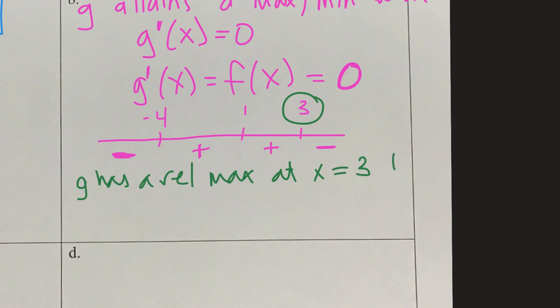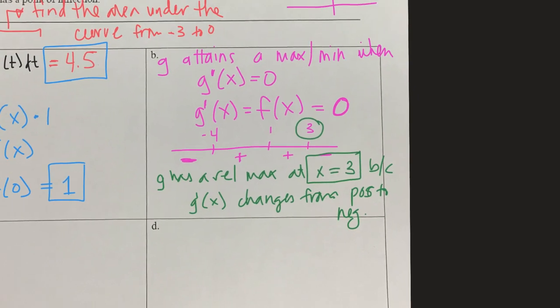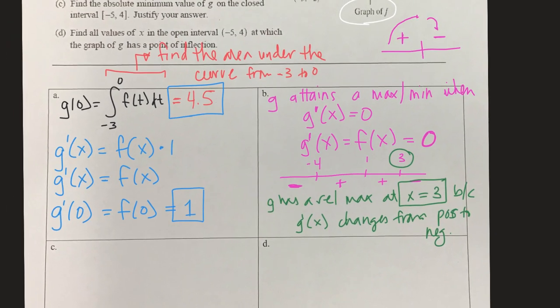You'll get 1 point for the answer. And now the justification: because g prime changes from positive to negative. Sorry, that handwriting is kind of sloppy in here. My writing utensil is not doing well. So g has a relative max at x equals 3, right? That is your answer to the question, because g prime changes from positive to negative. Okay, that's the justification part. You get 1 point for your answer of 3, and you get 1 point for your justifying, saying something about g prime. Okay, so that's your calculus understanding.